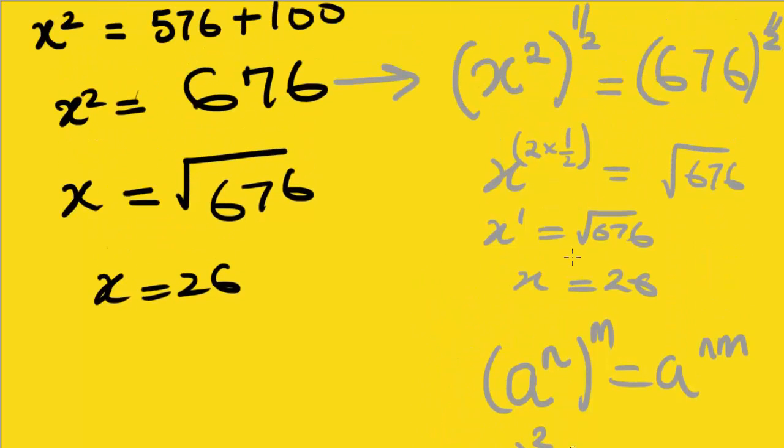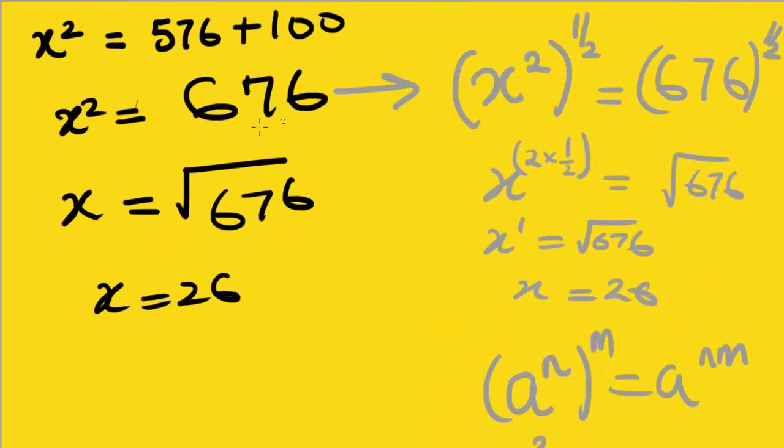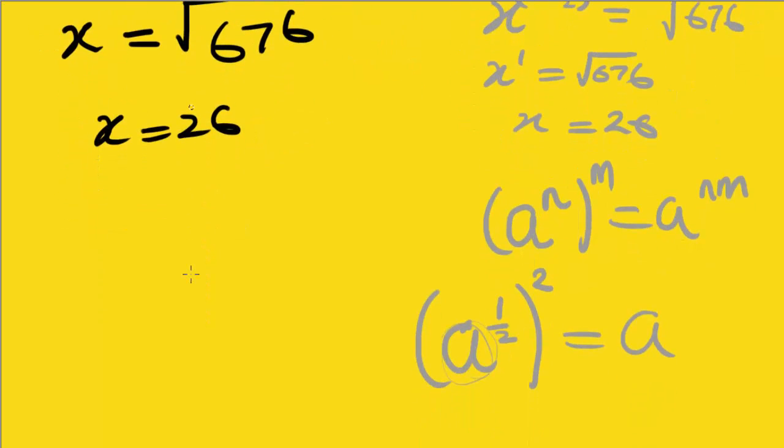From here, x squared is 676. Just take a square root of both sides. You get x equals root 676, which gives x is 26. It's as easy as that. This would be complicating it, but this is just showing you how the laws of indices could have been used. But the easiest way is just to go via this route. Now we know x is 26.